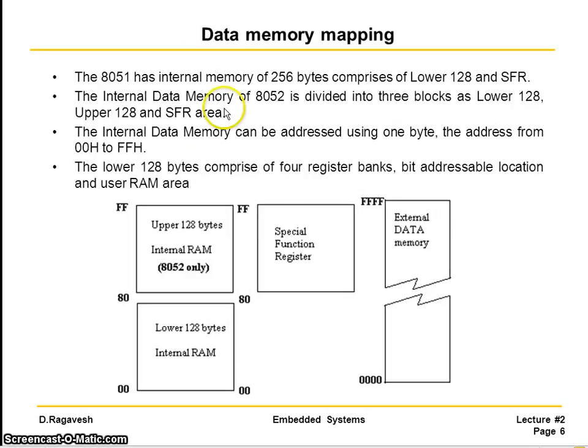And you can see the data memory, as I mentioned, starts at 0 and goes up to FF, that means a total of 256. In that, we have the special function registers, that means 128 bytes, and the remaining 128 bytes we have as RAM. Again, we don't have access to all these 128 bytes. I'll explain about that in the next slide. So this is the user accessible RAM, in other words.